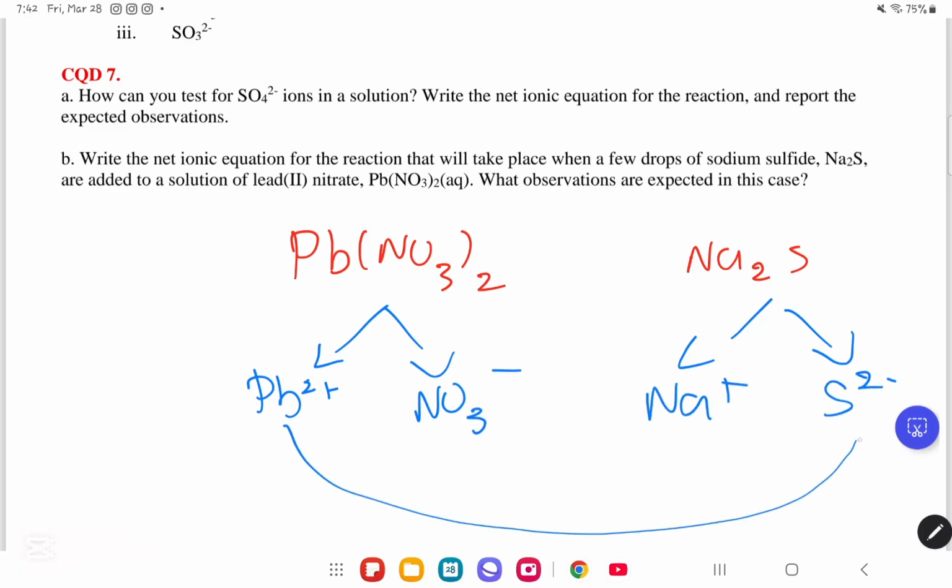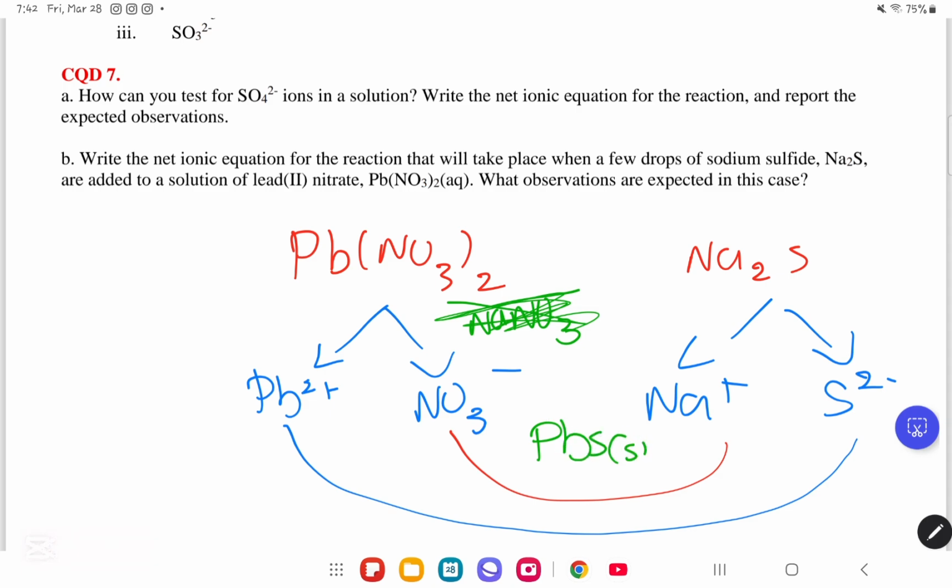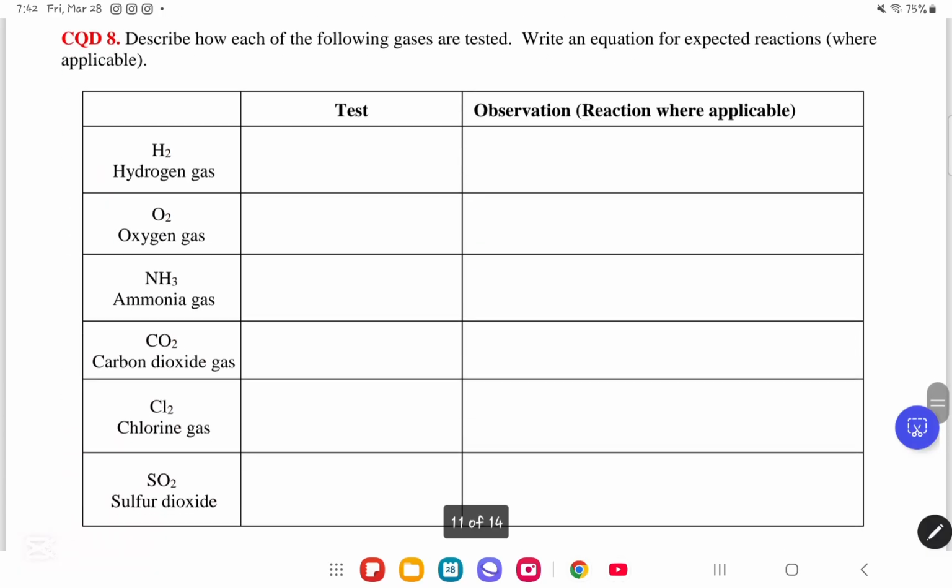You will join the positive with the negative and the negative with the positive, and you will get two new compounds. They are NaNO3, which is soluble in water, so it will not form a precipitate. However, you will get PbS. Now, PbS will form a solid precipitate, so the observation is that PbS is a precipitate.